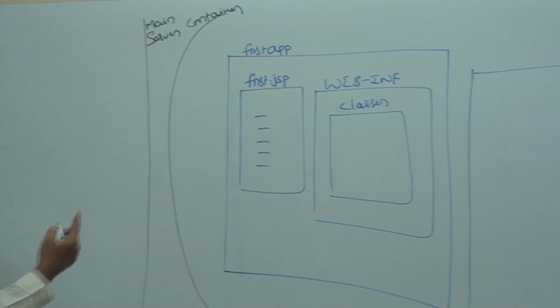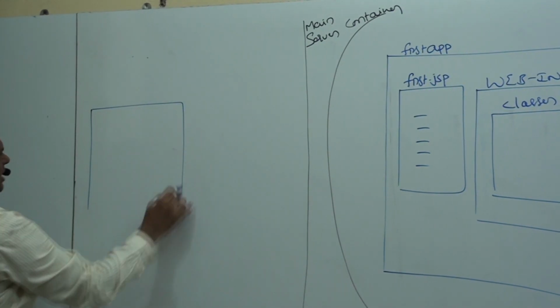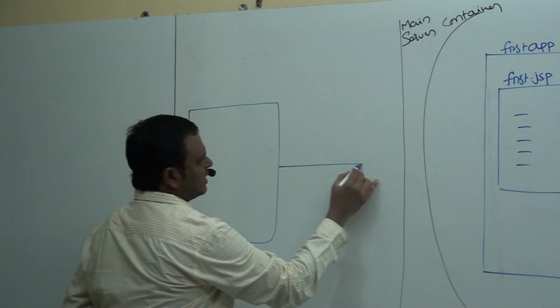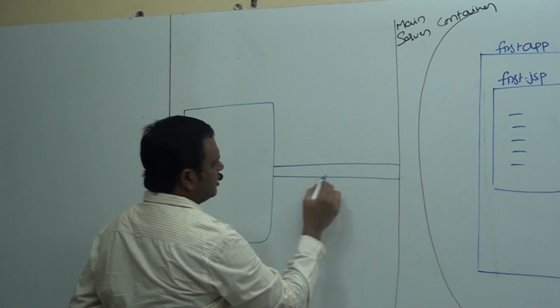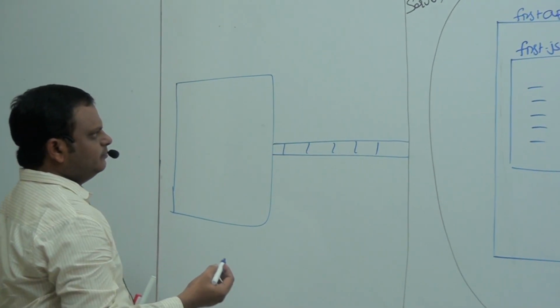As usual, a client will be available. This is the client browser. We can understand that between client and server, a protocol exists. This is the protocol.